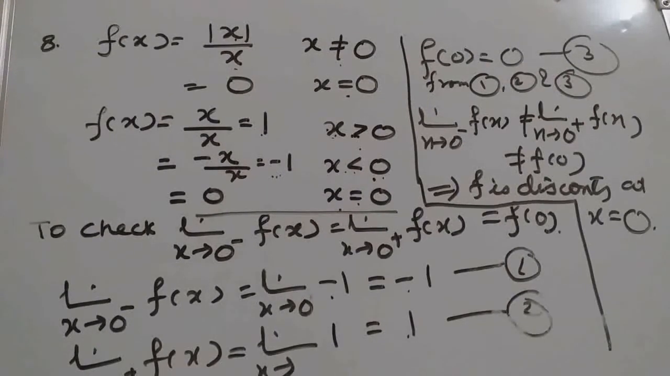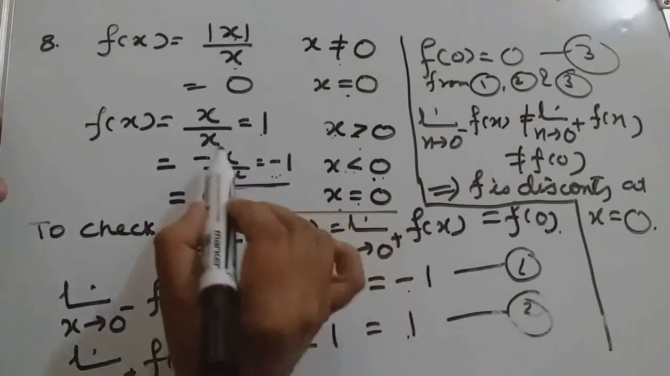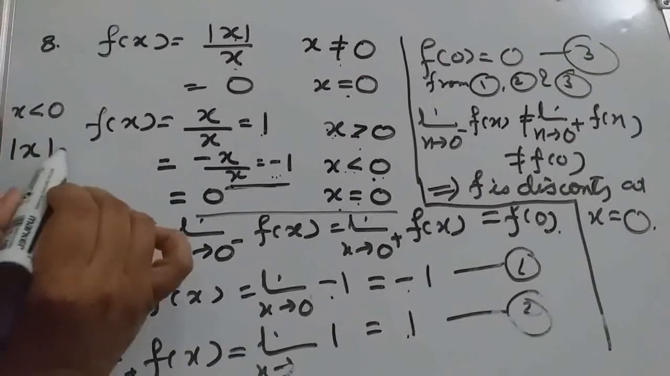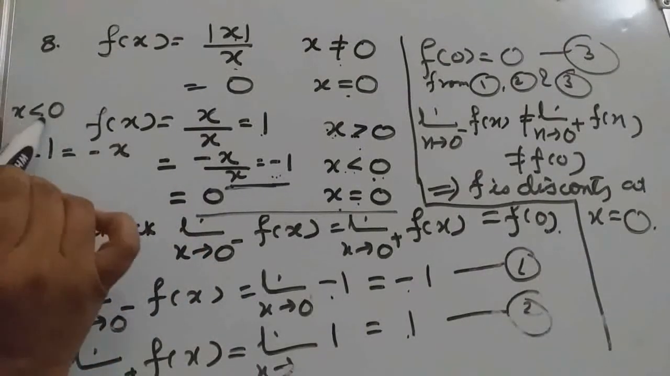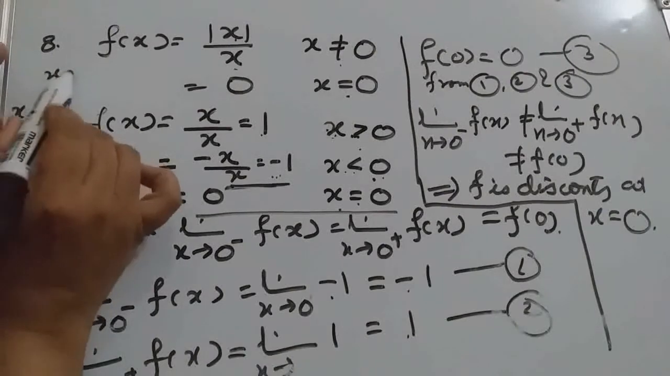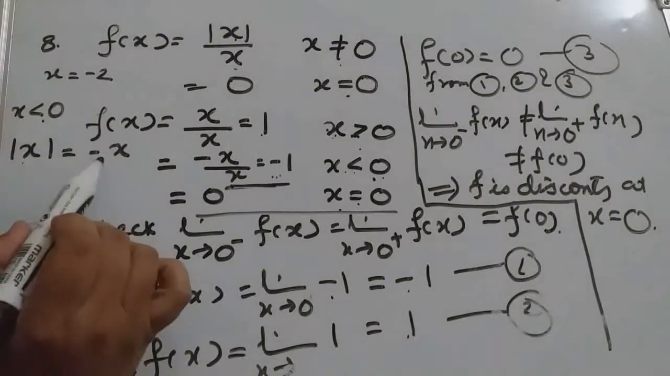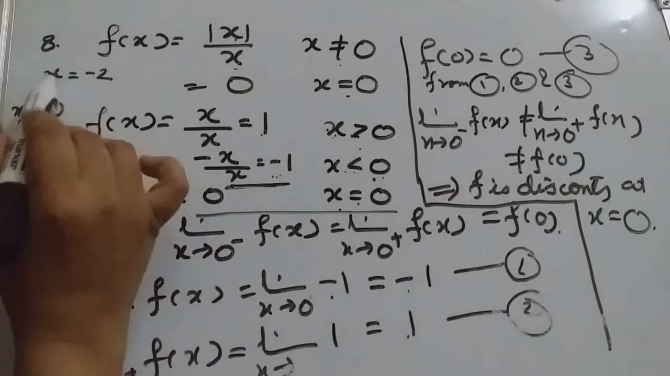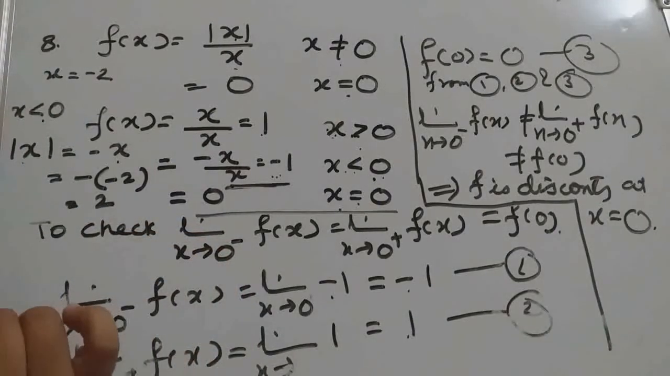Now some students ask a doubt about this. Since it is mod x, when x is negative, how does mod x become minus x? Now see, x is negative, that means x value is suppose minus 2. Okay, so what I am writing? Mod x equal to minus x. So x value is minus 2. See, so minus 2 will become positive 2.